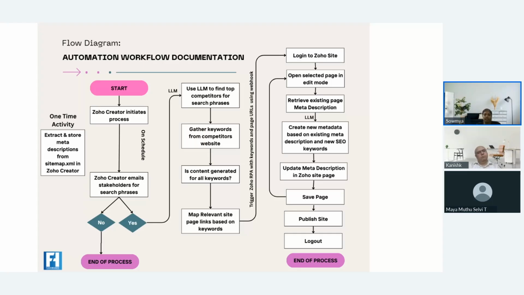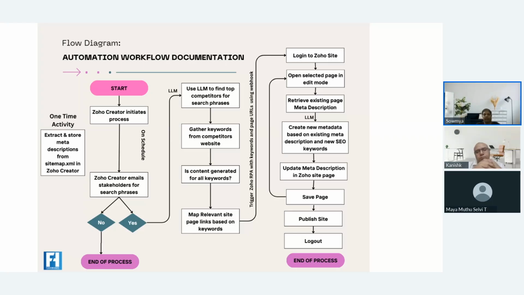RPA logs into the Zoho site automatically, opens each page in edit mode, and retrieves the existing meta description. It calls the LLM again to generate a new meta description, blending the current content with improved SEO keywords. The RPA updates the metadata, saves the page, displays an update successful message, and publishes the page.